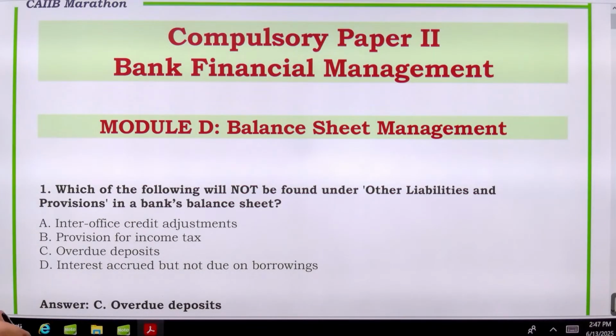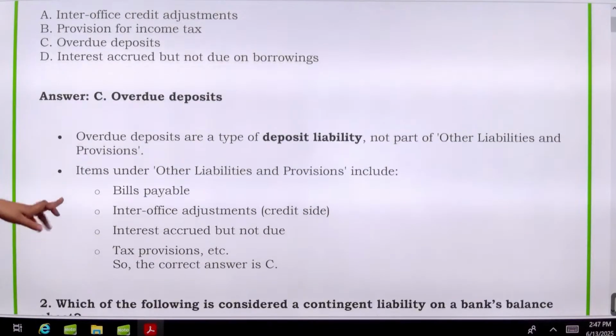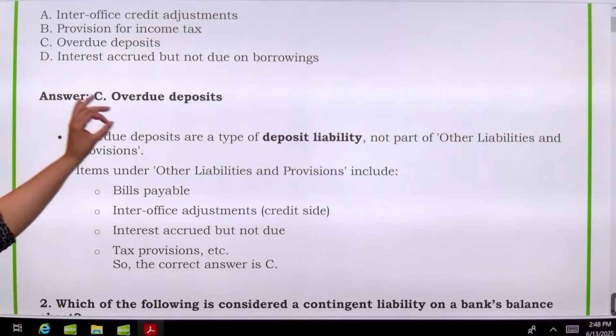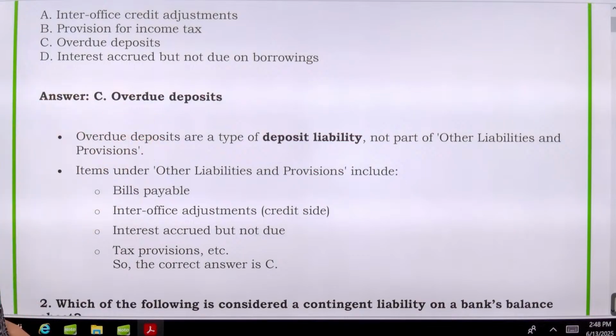Let us see question number 1, that is, which of the following will not be found under other liabilities and provisions in a bank's balance sheet? Inter-office credit adjustment, provisions for income tax, overdue deposits, interest accrued but not due on borrowings. So, overdue deposit is something that you will not find over here because it is a type of deposit liability, not part of other liabilities. In the other liabilities, you will see items like bills payable, inter-office adjustment, interest accrued, tax provisions, etc. So, when you have a specific head, go for that particular head.